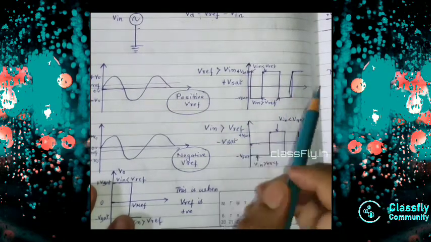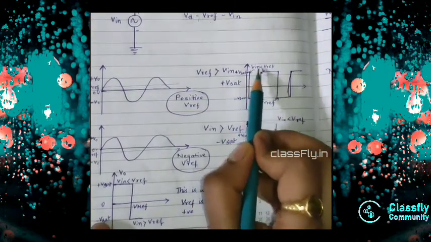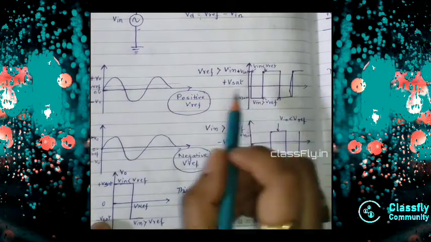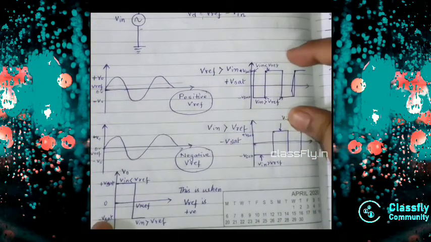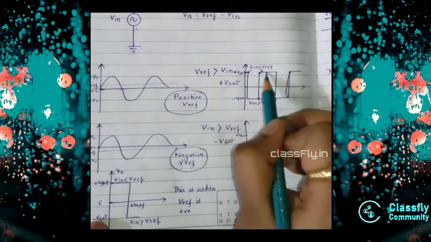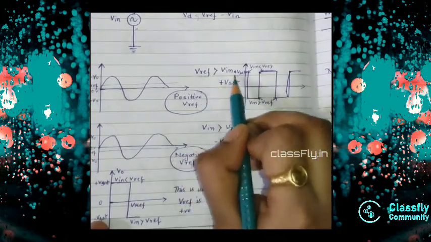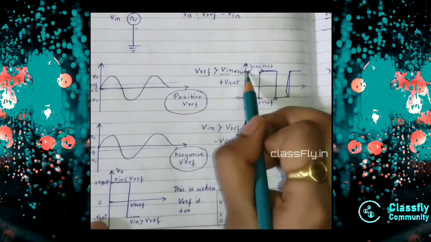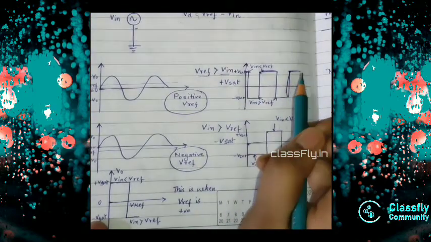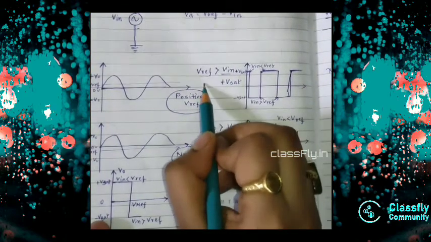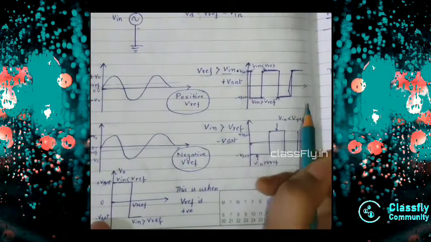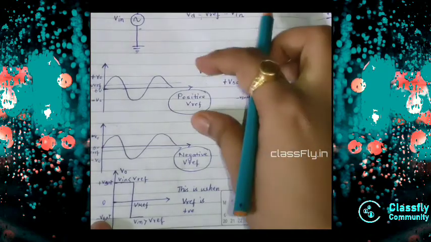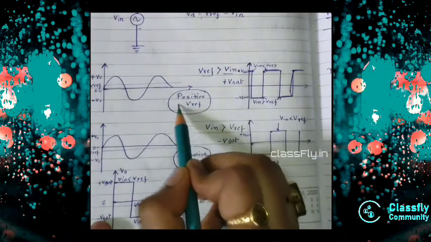So when Vref is greater than 0 volt and Vref is greater than Vin, we get the positive saturation. In the graph above, Vin less than Vref denotes the positive saturation cycle. In the positive cycle we get the positive Vsat position when Vref is greater than Vin, and we get the negative Vsat position when Vin is greater than Vref, below the 0 volt line. So this is the positive Vref.